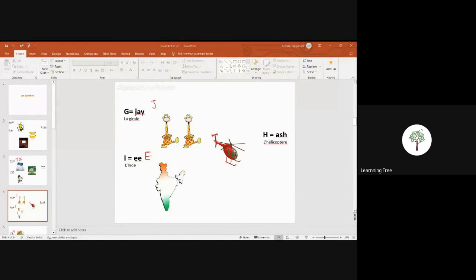Okay. So now the next alphabet is G. I pronounce G as J, the alphabet J. Okay, it's J. H is Ash. Usually H is silent in French. I is pronounced as E, the alphabet E. Okay, so J, Ash, E.